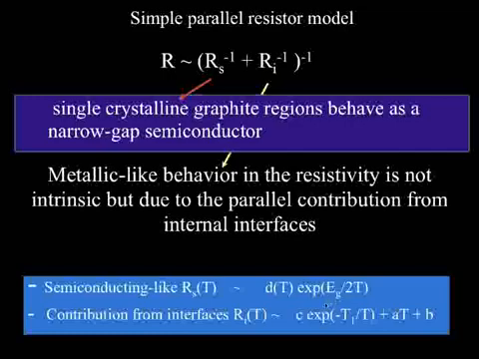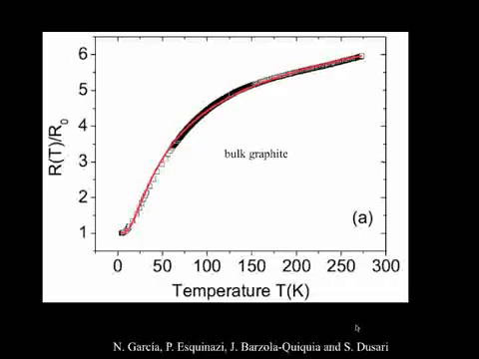Unusual is, however, the thermally activated function assumed for the interface contribution. A possible reason for this will be given at the end. You see here again the normalized resistance as a function of temperature of a bulk graphite sample. The red line is a fit, assuming only the interface contribution. In other words, the contribution short-circuits the graphene layers.